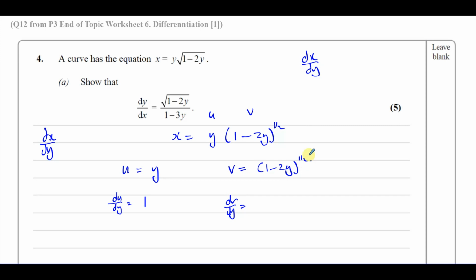So here I'm going to use the chain rule. I'll do a half times the bracket as it is, take 1 from the power, and then multiply by the differential of what's inside the function, which is minus 2. If I differentiate 1 minus 2y with respect to y, I get minus 2. So the minus 2 and the half cancel out, and I'm left with minus 1 over 1 minus 2y to the power of a half. I'm just writing it in this form.